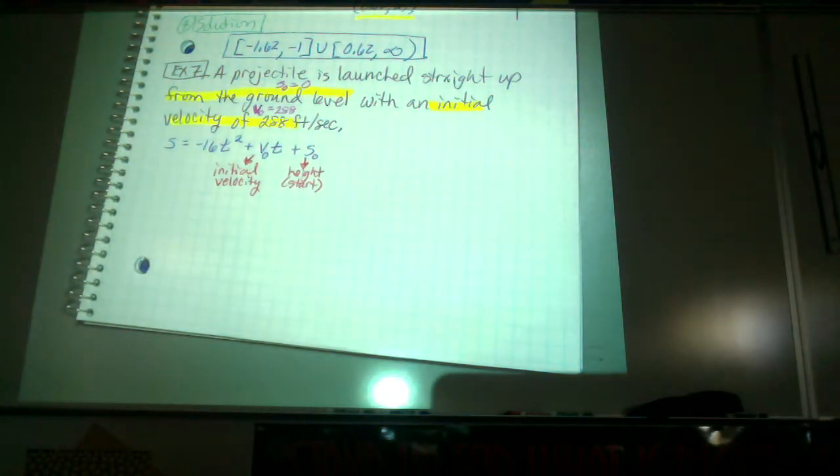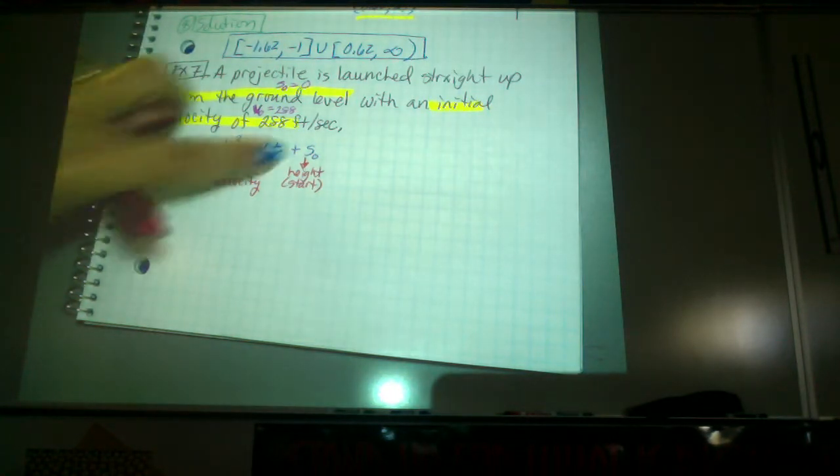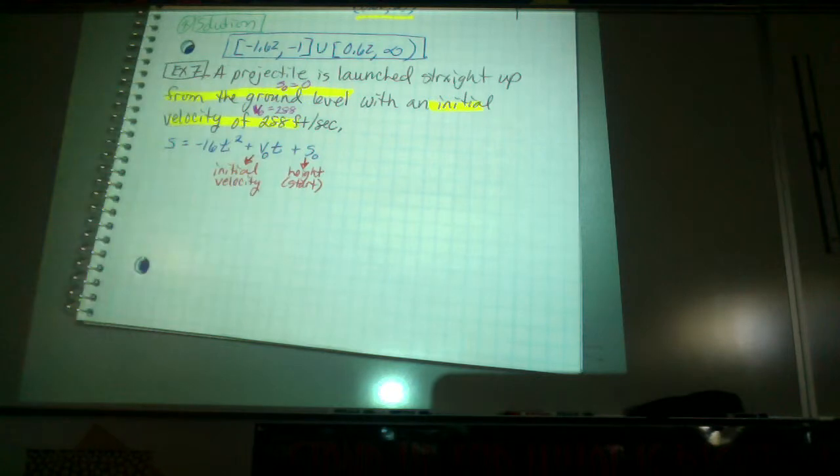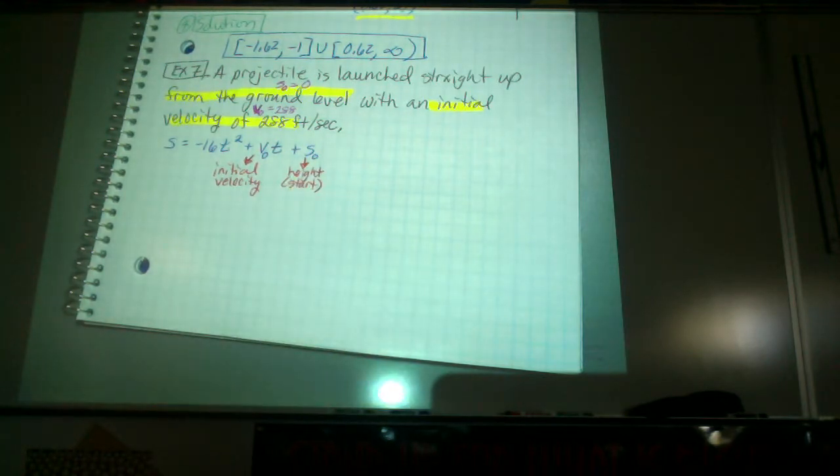I could have said launched from a 10-foot tall building, and then you would put 10 here. If we launched it from a 10-foot deep hole, you'd be launching it from negative 10. Does that make sense? So think of that, ground is 0. Below ground is negative, above ground is positive. The plain s is the height at any time along the parabolic curve. Okay? All right, so we are ready to start.